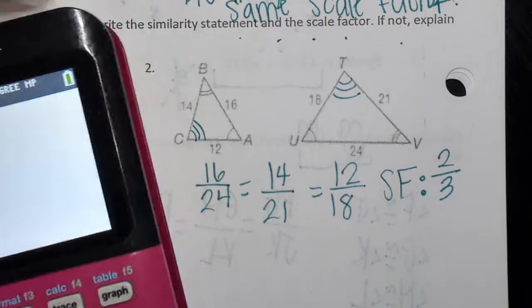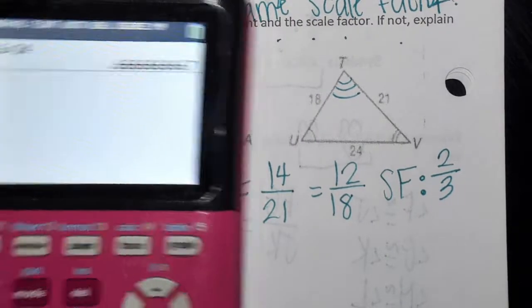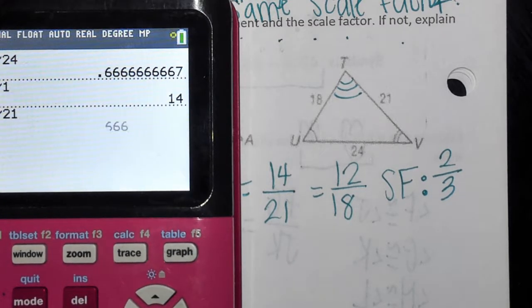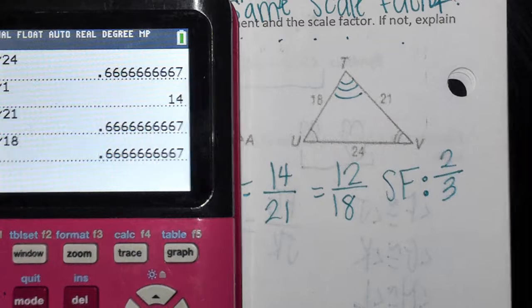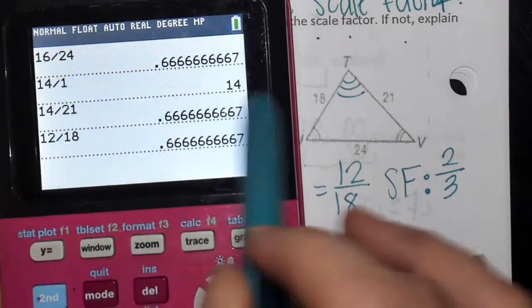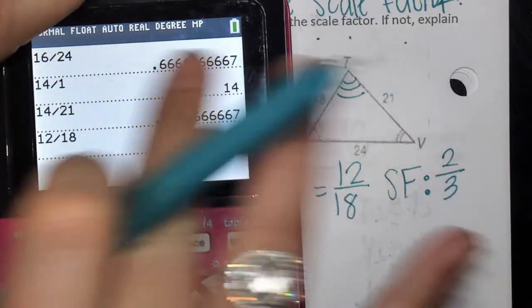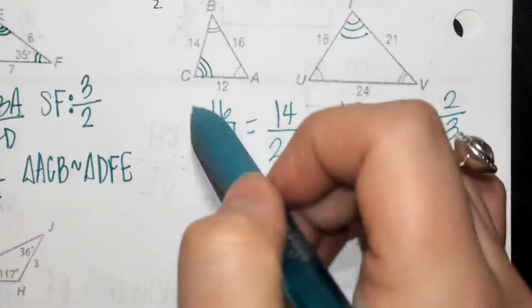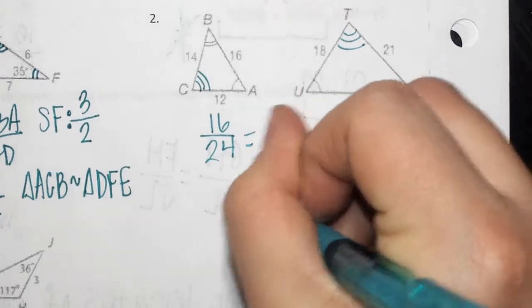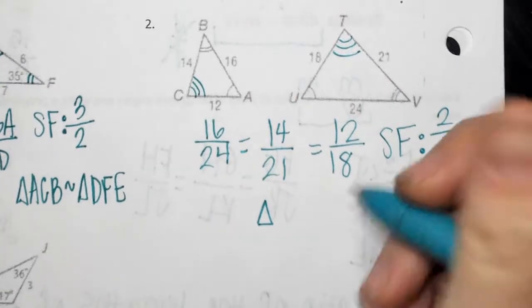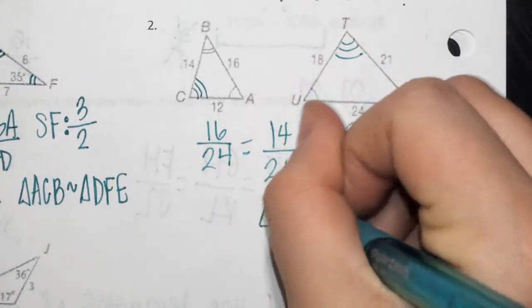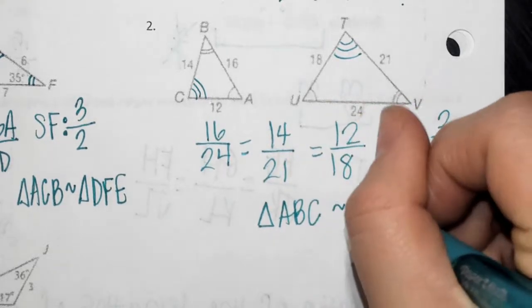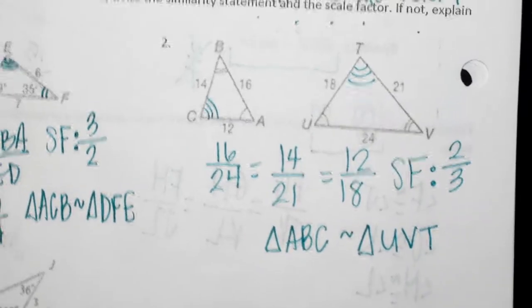How did they know that, Ms. Jenkins? Well, 16 divided by 24, 14 divided by 21, 12 divided by 18. Well, all of these, besides this one that I goofed on, is 0.6 repeating, which we know is 2/3. Okay, so they are similar. There are 3 congruent angles. So the similarity statement, you could write a couple different ways. ABC is similar to UVT.